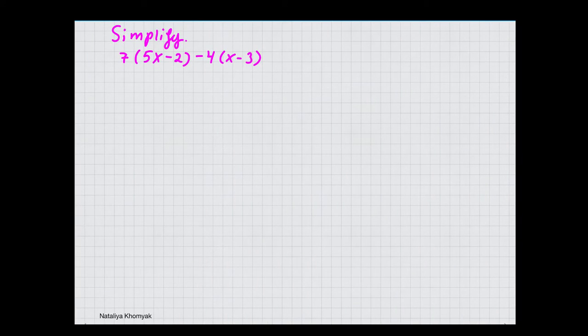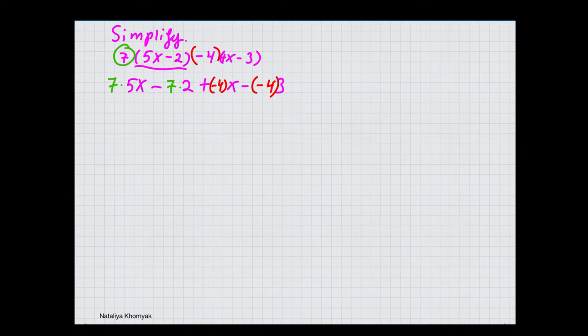Here we have two separate sets of parentheses and we need to distribute. So let's copy the first parentheses. We have 5x minus 2. We need to distribute 7, so times 7. The second set of parentheses has positive x, so plus x minus 3. And we need to distribute negative 4, so times negative 4.